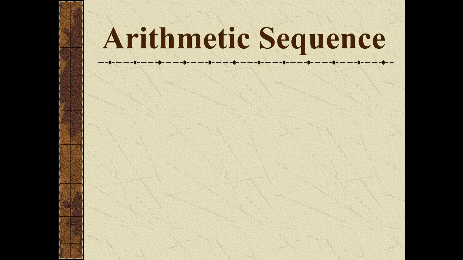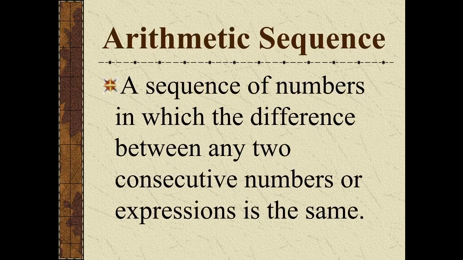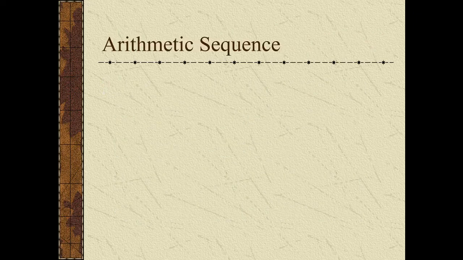Okay, now let's proceed to task number 2, the critical thinking part. Now, let's begin first with arithmetic sequence. An arithmetic sequence is a sequence of numbers in which the difference between any two numbers or expressions is the same. Look at this example.